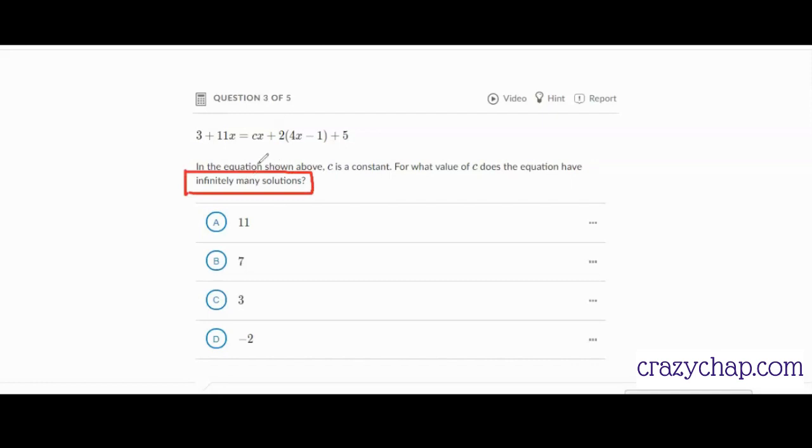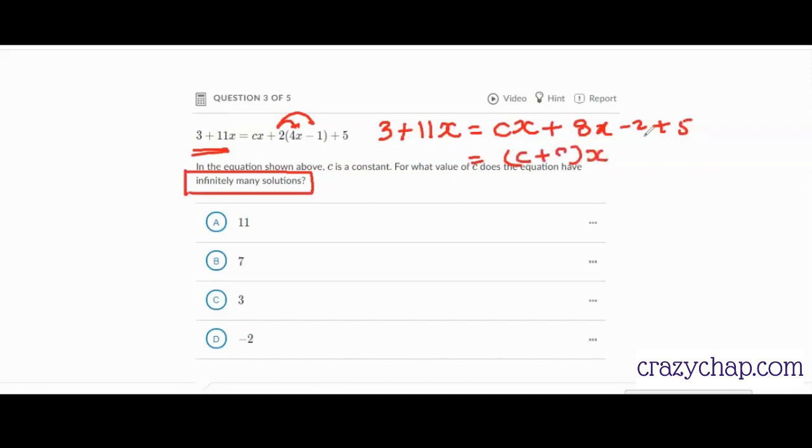So what we'll do is leave the left side as it is because there is nothing to solve. So we get 3 plus 11x equal to the right side. Let's simplify it. We get cx plus, this 2 will multiply with 4x and with minus 1, so we get 8x and negative 2, and plus 5. Now we'll bring the x terms together. When we take x common, we get x times (c plus 8), and negative 2 and plus 5 gives us plus 3.